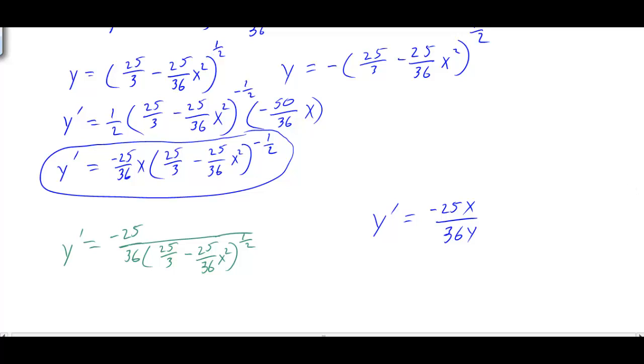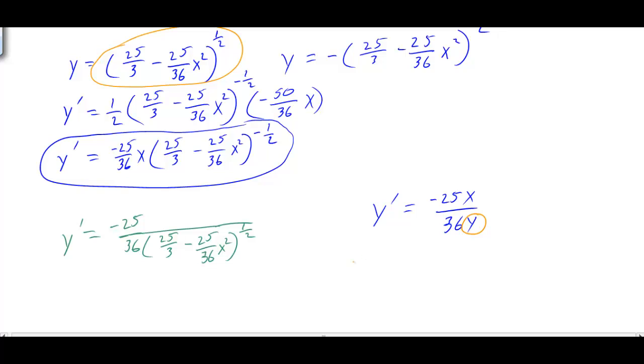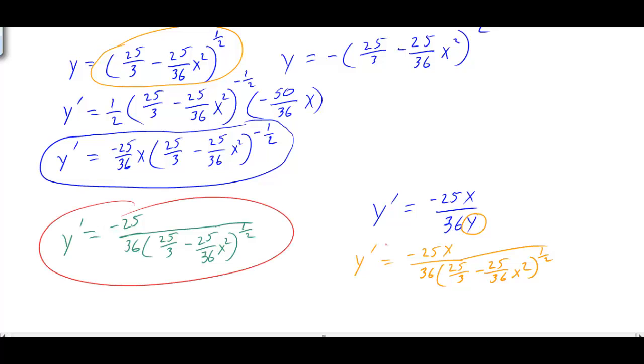So if I substitute all of this in for y, we would have y prime equals a negative 25x over 36 multiplied by 25 thirds minus 25 over 36 x squared to the 1/2 power. So now if we compare the two answers, they are the same.